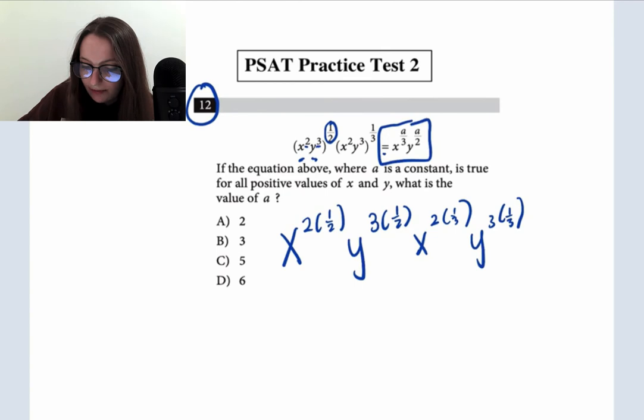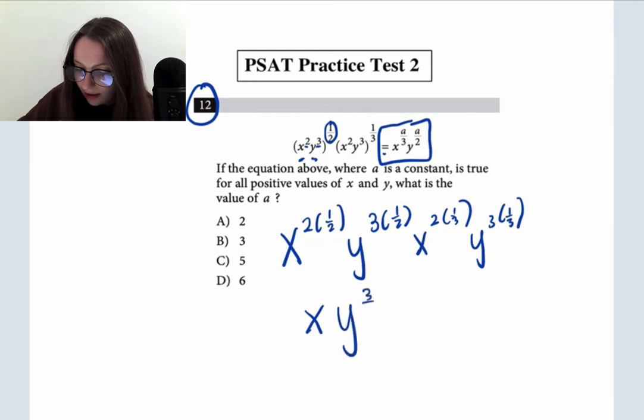So this would just become 2 times 1/2 is just 1, so that's just x. Y would be y to the 3 over 2. This x would be, let's see, that would be x to the 2/3, and then this y, 3 times 1/3 is just equal to 1. I don't like how I wrote that 3. So that would just be y.